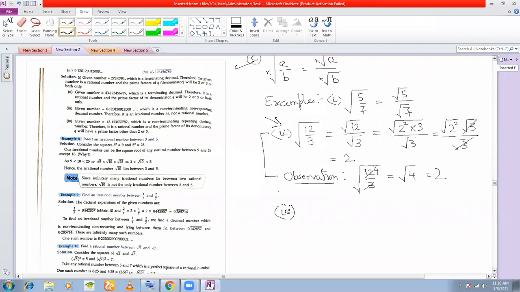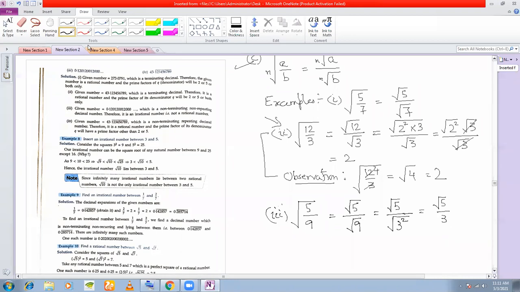Let's take a fraction. Cube root of 5 by 9. No, the square root of 5 by 9. According to the above property, square root of 5 by 9 can be written as square root of 5 by square root of 9, which can now be written as square root of 5 by square root of 3 square, which can now be written as square root of 5 by 3.